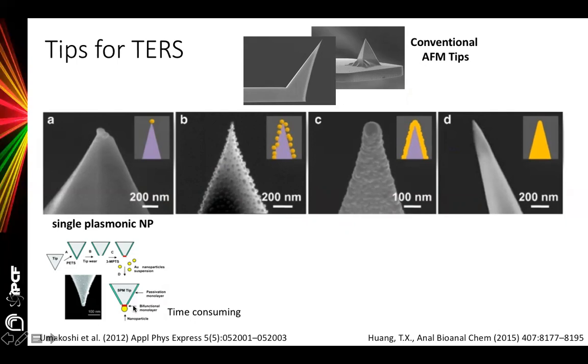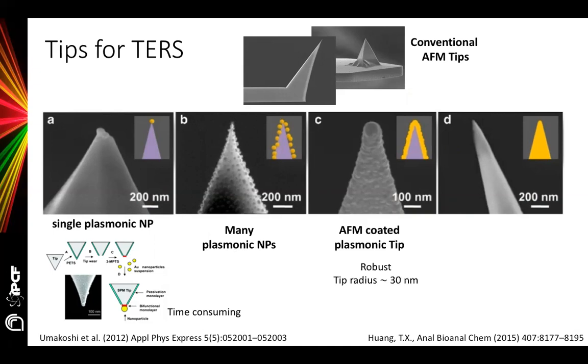A faster approach to have a nanoparticle on top of the tip apex is to place many nanoparticles in a random way on the tip shaft by evaporation or chemical methods, and by chance one of these nanoparticles will be at the end of the tip apex.